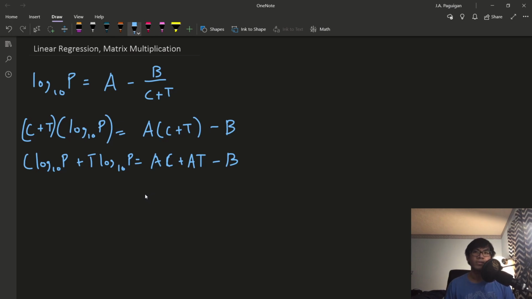Here, let's do this. I'm gonna rewrite the right side on the left side, if that makes a little bit more sense, and I'm gonna move C log base 10 of pressure to the same side. So I'll just go ahead and do that. AC plus AT minus B. Actually, let's do it like this. AC, we have our AC, let's do C log, yeah, AT.